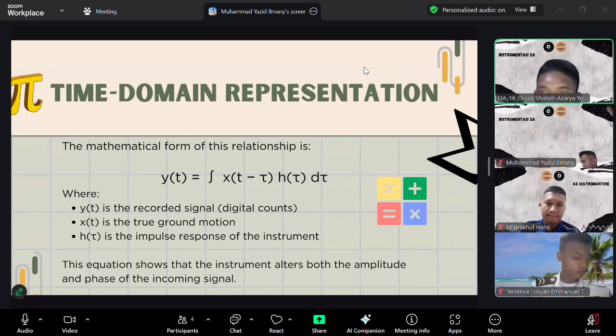Time domain representation. In the time domain, the recorded signal is expressed as the convolution of ground motion with the instrument impulse response. This relationship shows that the instrument alters both the amplitude and timing of the incoming signal.